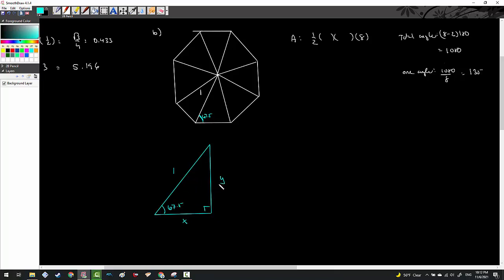That's going to be opposite over hypotenuse. So I'm looking at a sine relationship of sine 67.5 equals y over 1. So let's see what mode I'm in. I'm in degree mode. Good. So sine of 67.5 degrees is going to get me y being 0.923. And then my x value is just going to be cosine of 67.5 equals x over 1.